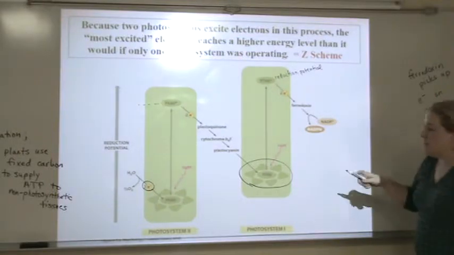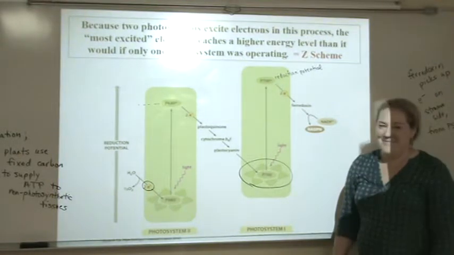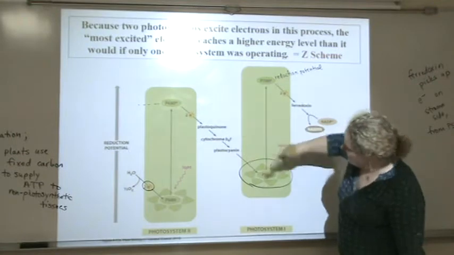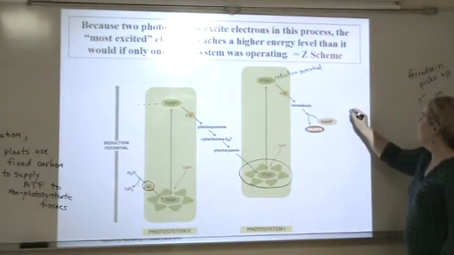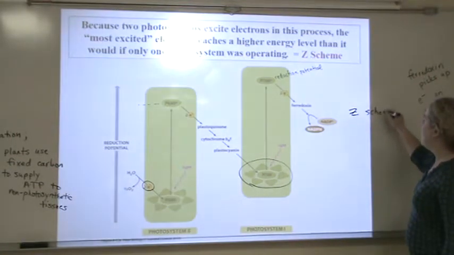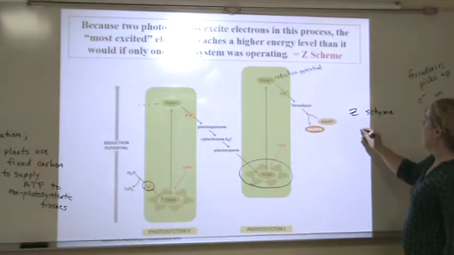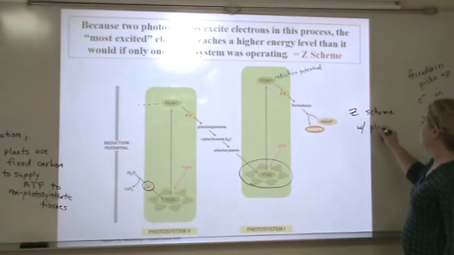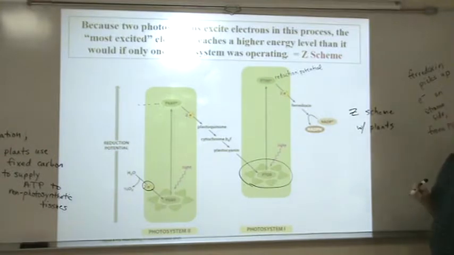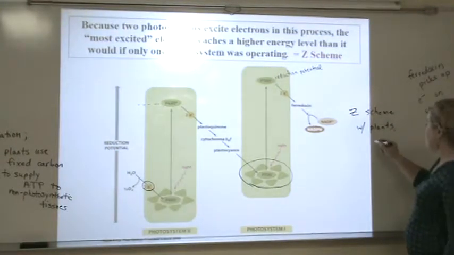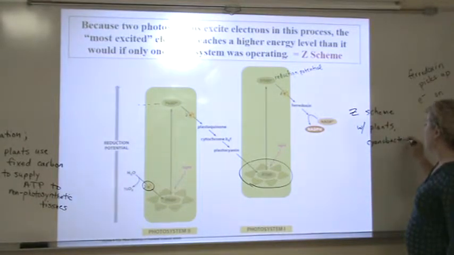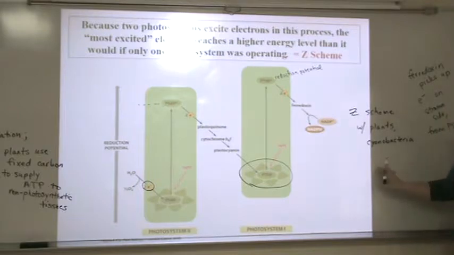Z scheme because if you look at it sideways, it's kind of silly. It looks like a Z. So I want you to associate Z scheme. Plants do a Z scheme in electron boosts as part of their photosynthesis. Cyanobacteria also do. So the bacteria that do oxygenic photosynthesis, they do a Z scheme.